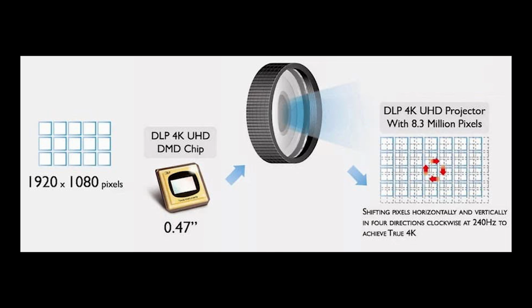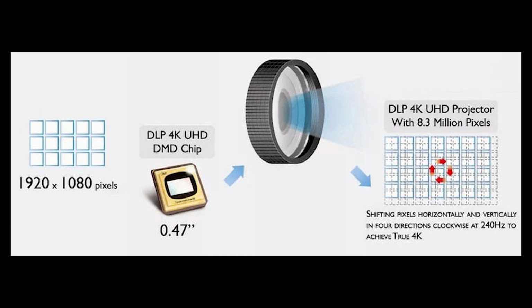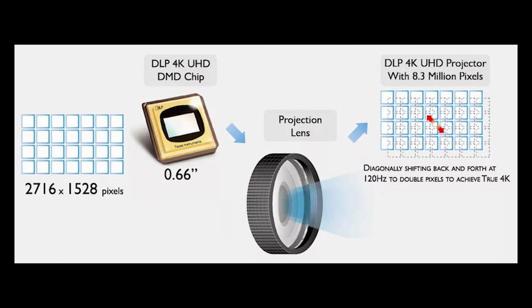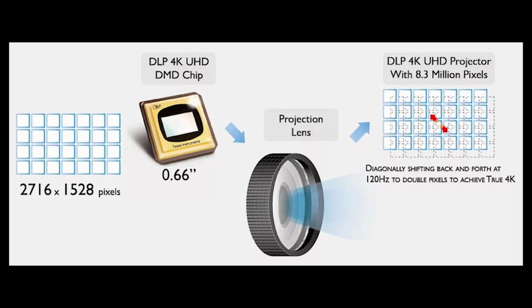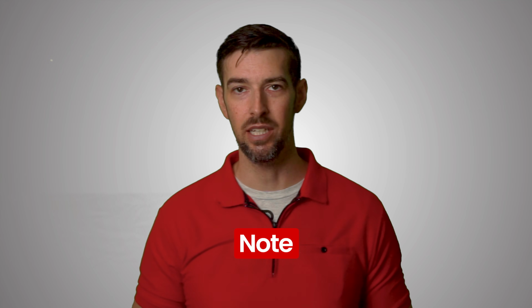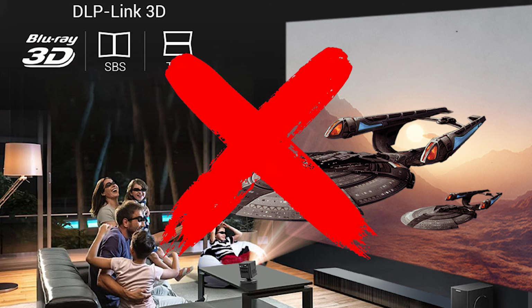When the pixel shift process is implemented in a DLP projector using either a 1080p or 2716 by 1528 TI DLP imaging chip, the projector sends out 8.3 million pixels to the screen. Just FYI, pixel shifting doesn't work for 3D viewing. If an incoming 3D signal is detected or motion interpolation is activated, pixel shifting is disabled so that the 3D image is displayed in 1080p.